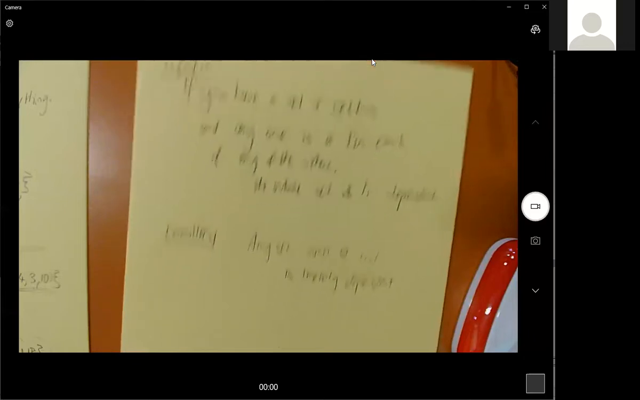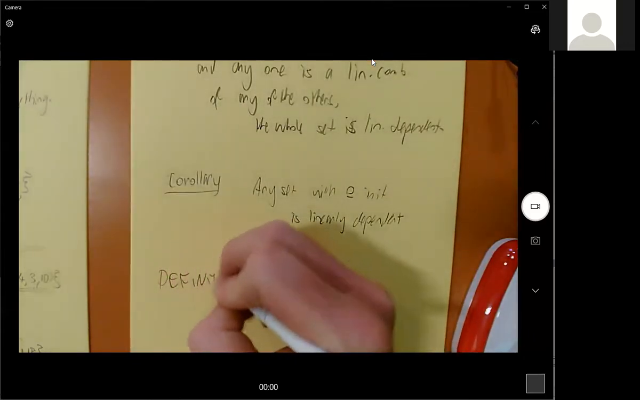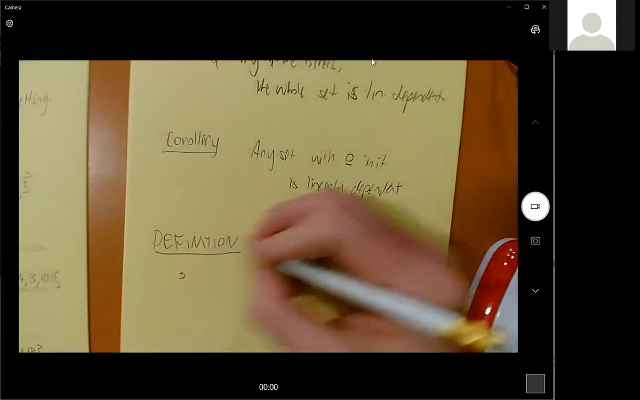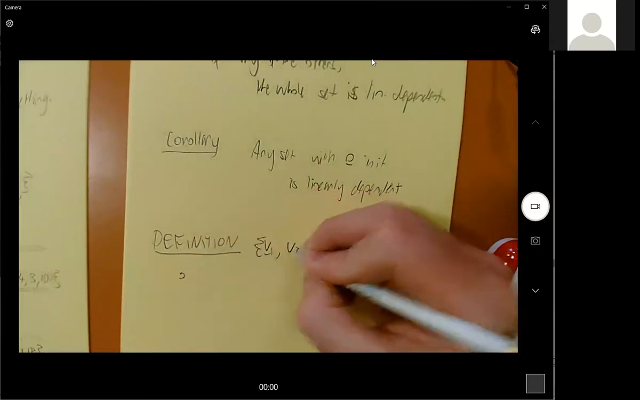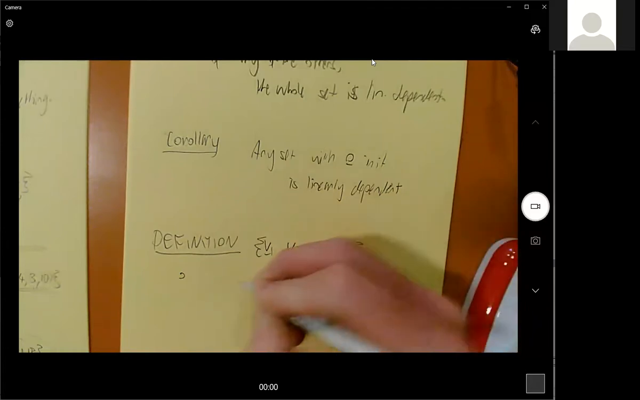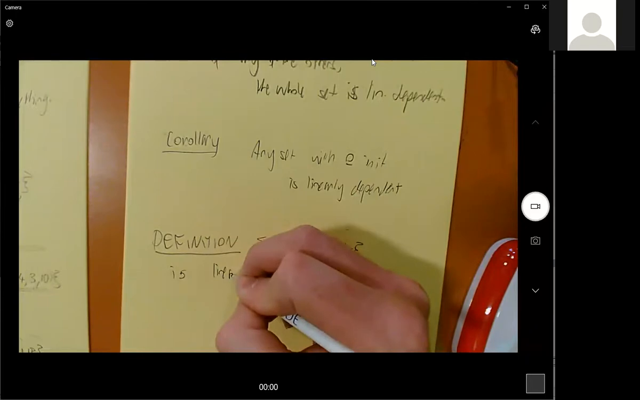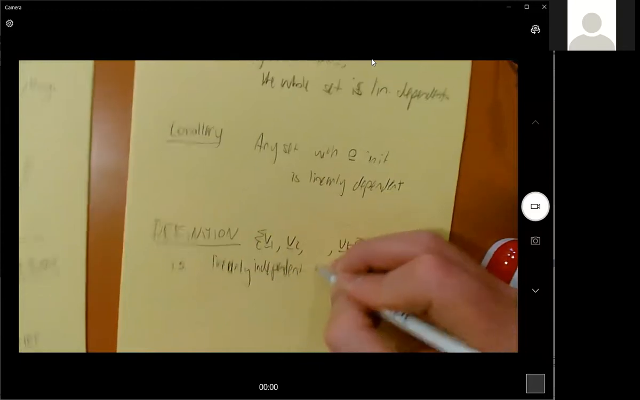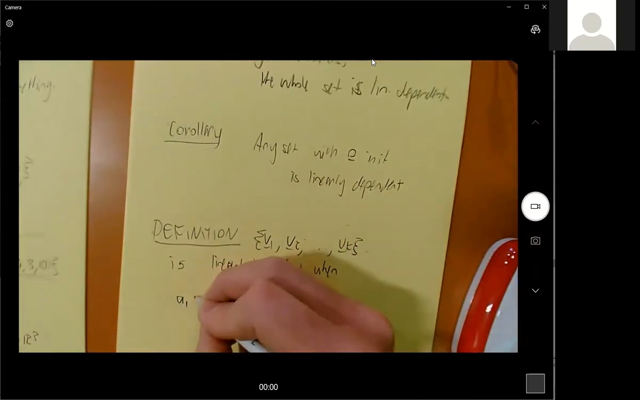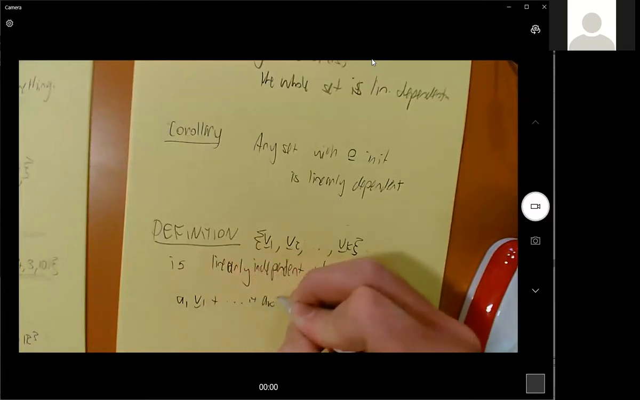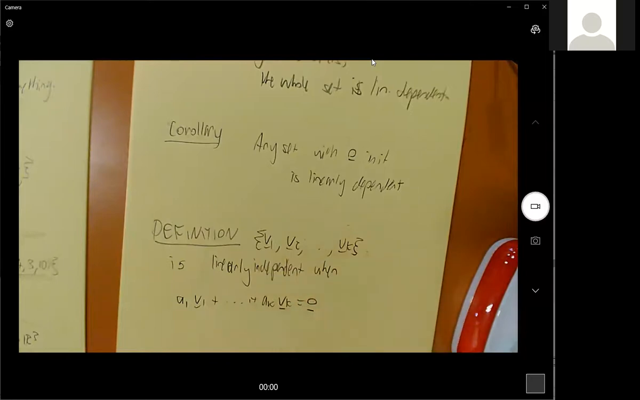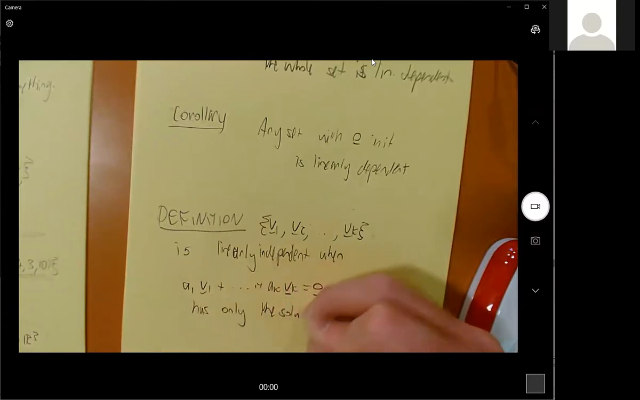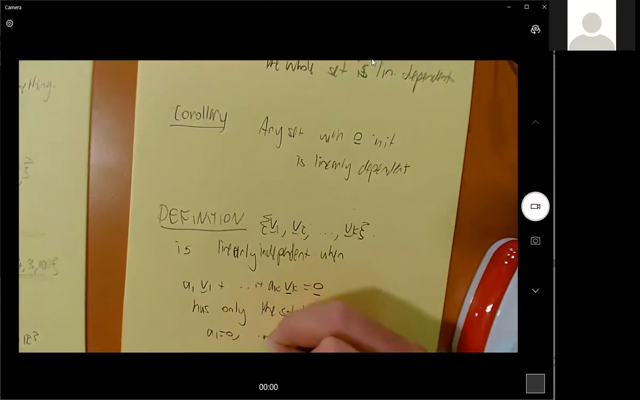Okay, now I'm up to the definition. The definition of linearly independent is this. The set v1, v2, up to vk, is linearly independent when a1 v1 plus all the way up to ak vk equals zero, that equation, and this is a zero vector, has only the solution a1 equals zero up to ak equals zero.